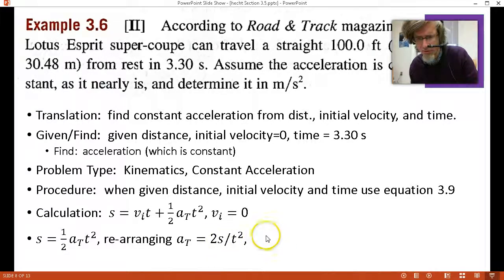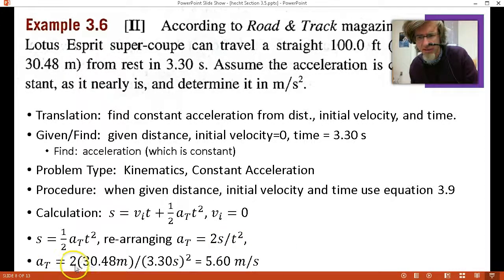So once you get that final relationship, a sub t is 2 times s, the distance, divided by the time, 3.30 seconds squared, for around 5.6 meters per second. Actually, that's wrong. Let me put this acceleration as meters per second squared, so I have to write a little squared there. Okay, so I'm solving a problem for finding acceleration given distance and given some time.